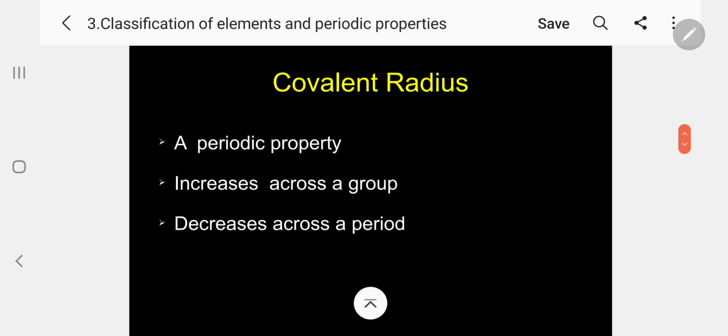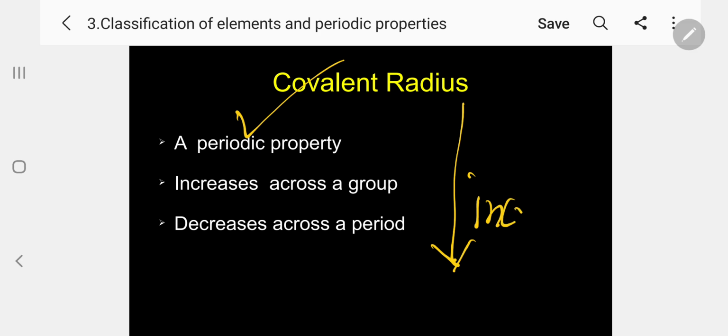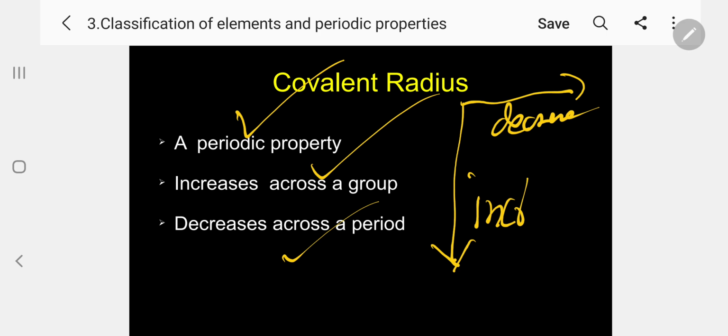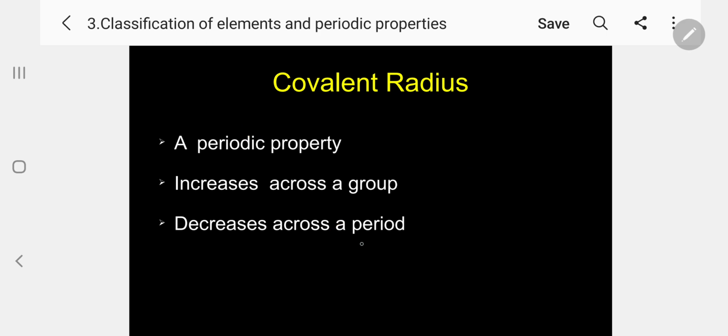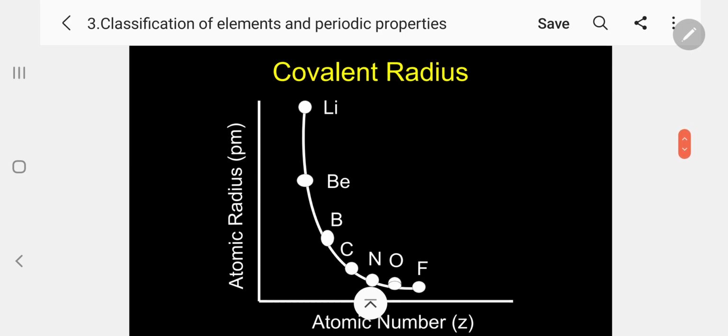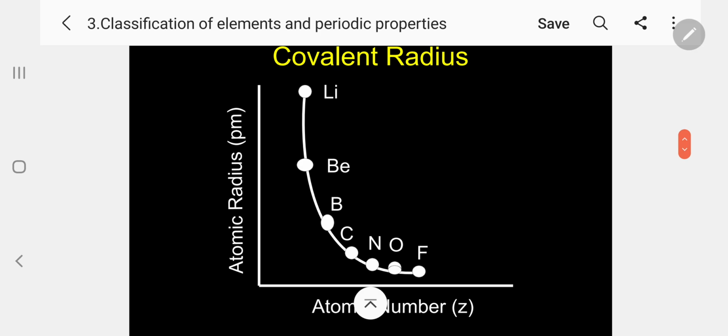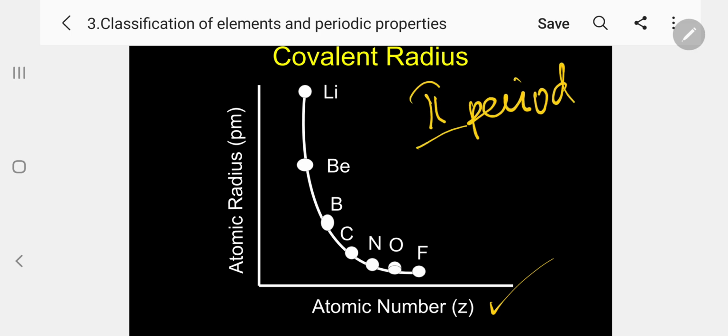Now, coming to the covalent radius, it is a periodic property. Why periodic property? It increases down the group, decreases across the period. Increases down a group, decreases across a period. That's why it is a periodic property. Covalent radius, kindly follow. So the proof I am giving here. What is the proof now? I am plotting atomic radius versus atomic number. I am taking the second period. I am just calculating the covalent radius and plotting here. Just see lithium, beryllium, boron, carbon, nitrogen, oxygen, fluorine.